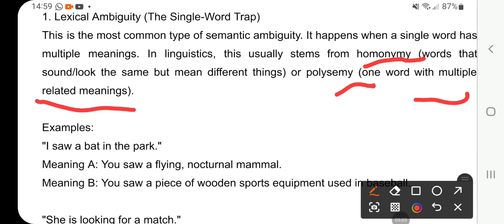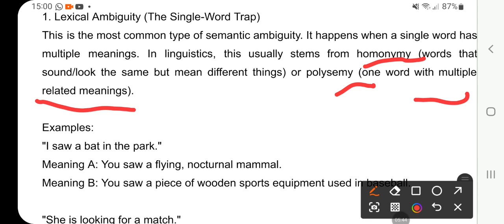But polysemy example is head. Head means chief, right? So head means head of the department, chief of the department. But head also means the main part. So head and tail of the plant. So head is again the main part of the plant. So here the word is single, but meanings are different. Here the word is single, but it has multiple meanings, and all meanings are related to one another.